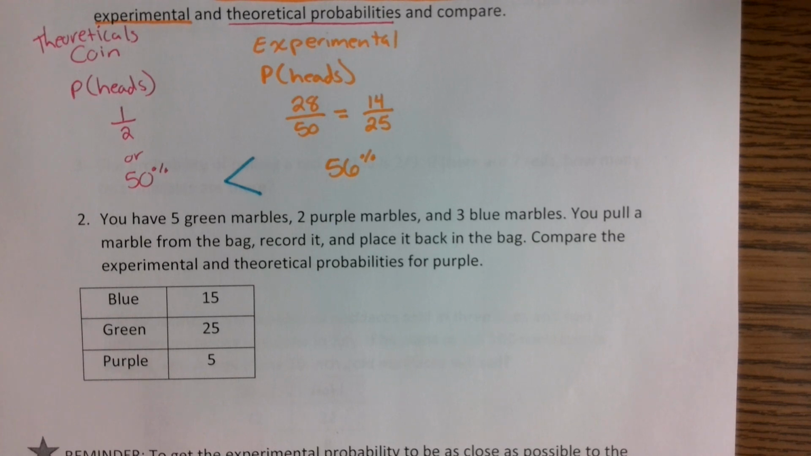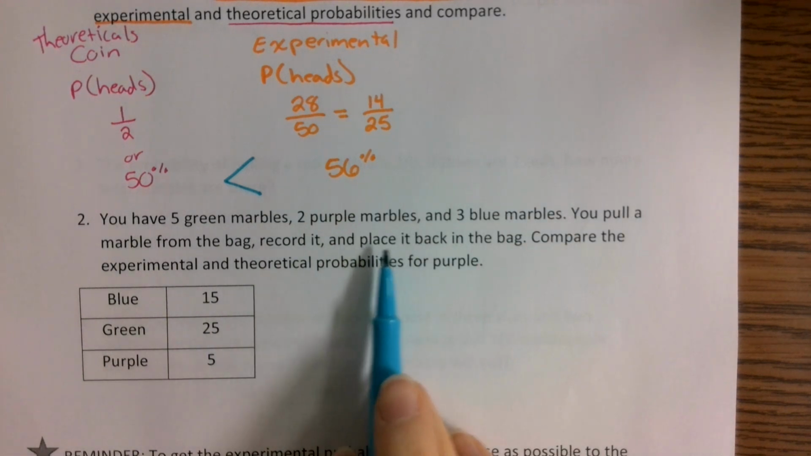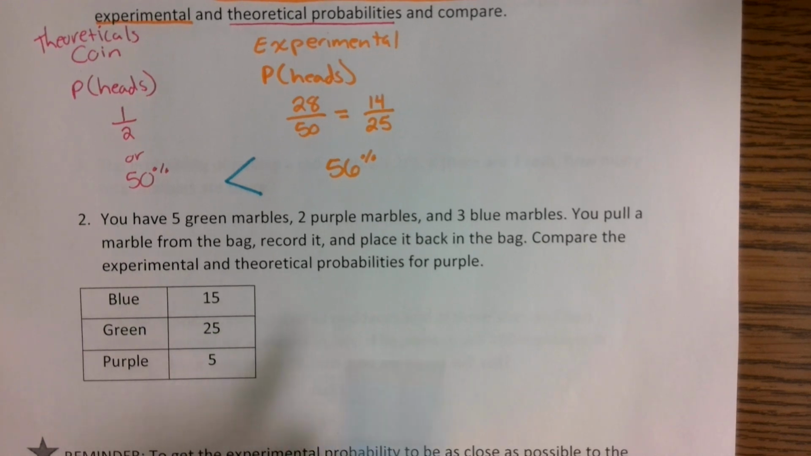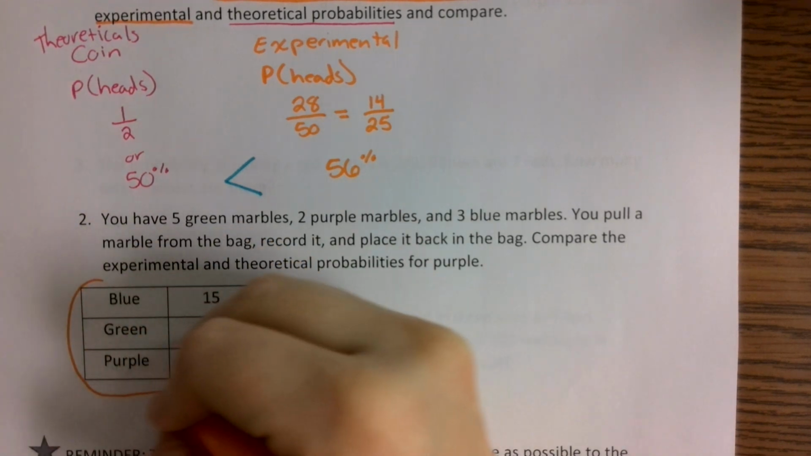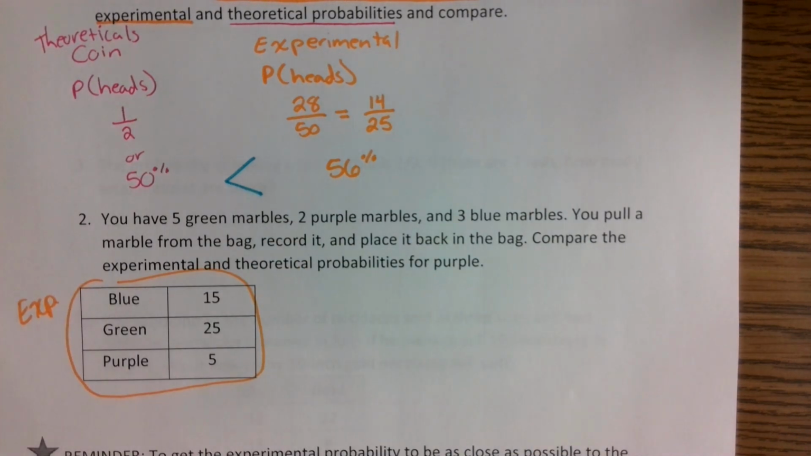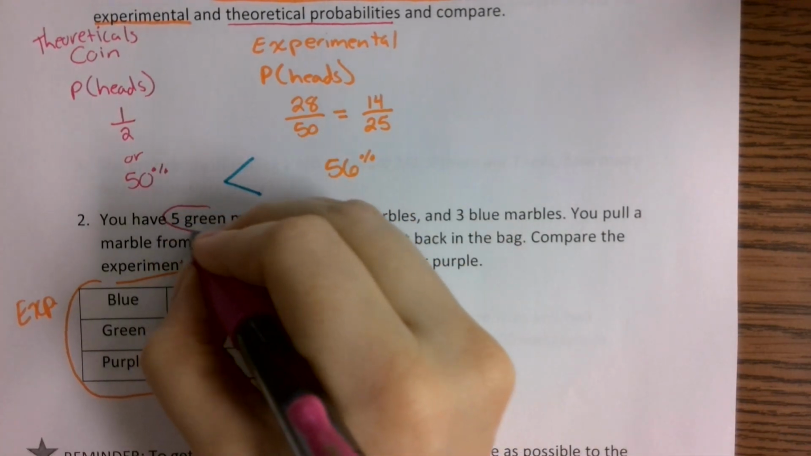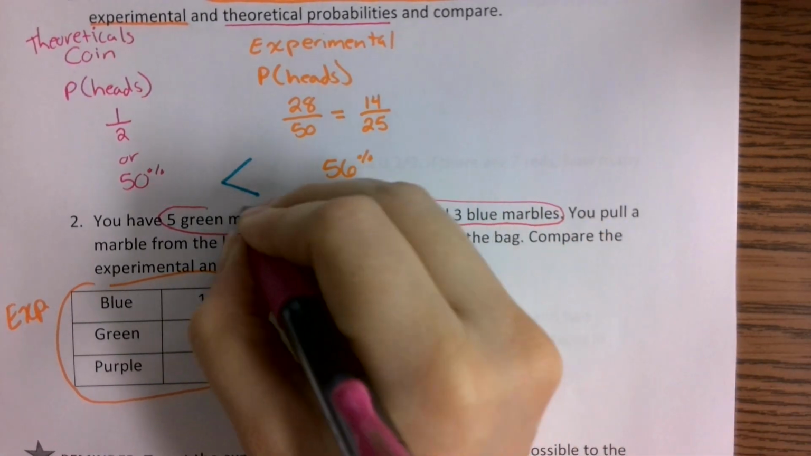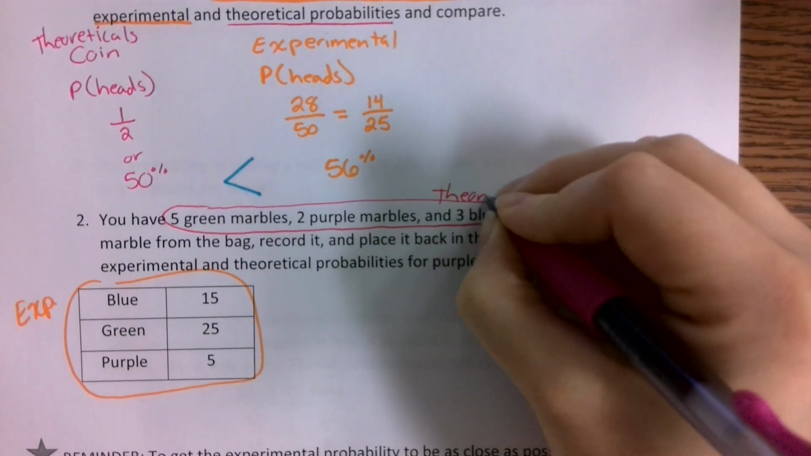You have 5 green marbles. 2 of them are purple and 3 of them are blue. You pull a marble from the bag and then you record it. And then you place it back into the bag. You want to compare the experimental and the theoretical probability. So again, this information right here is based off of our experimental probability. The information that we've got right here, 5 green marbles, 2 purple marbles, and 3 blue marbles, that's going to be based off of our theoretical.